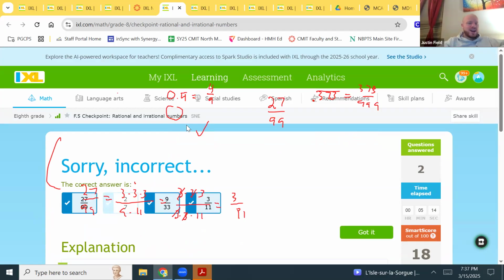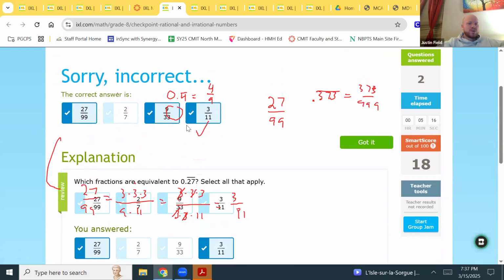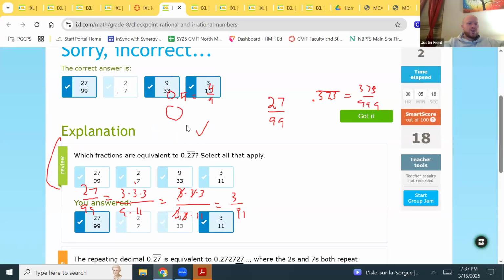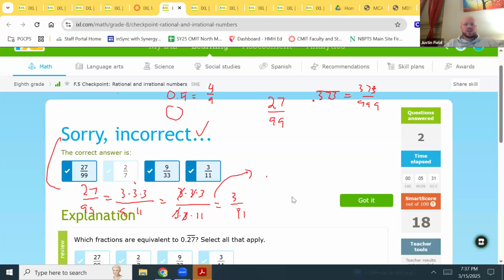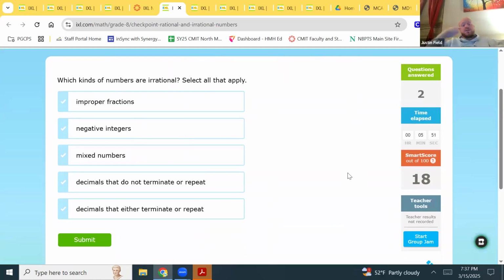Okay, so like I said, I am not going to record this just because I missed 9 over 33. But if you see, I went right down to the simplest one. If I would have only canceled one 3, then I would have gotten 3 times 3 over 3 times 11. If I didn't cancel out both threes, that would have been 9 over 33, which is the one that I missed. Dang, my smart score went down. I hate this. All right. No, I'm just kidding. But I know that's what most kids feel.